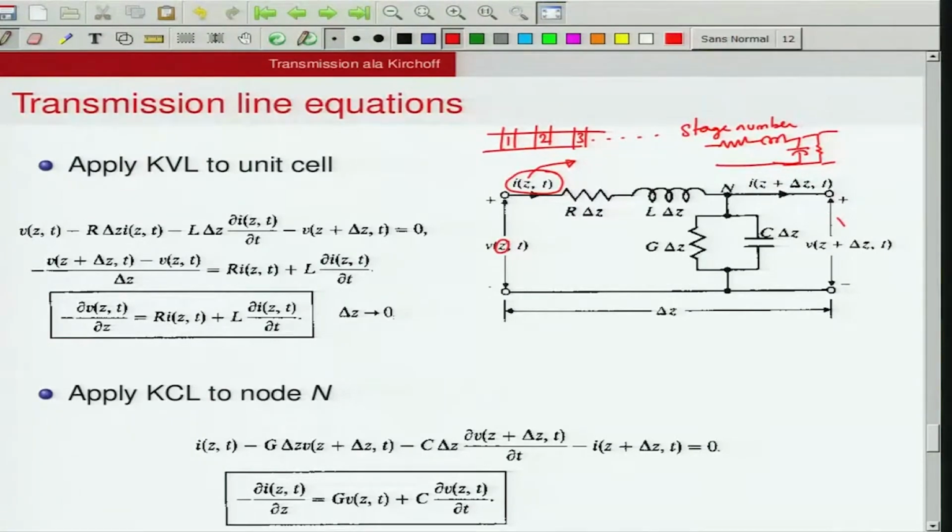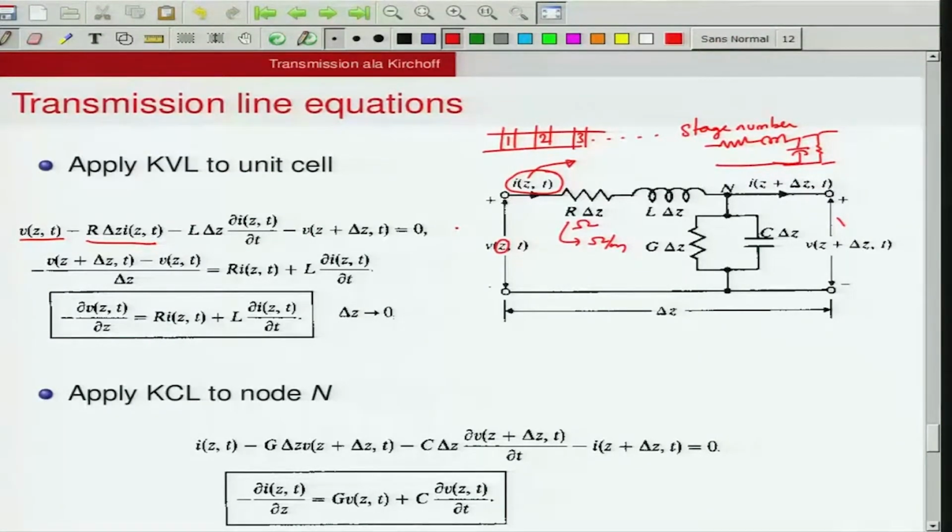Now you need to apply KVL around this loop, and you will see that this would be V of z,t, the voltage along this one, minus I into R, right. That is minus R delta z times I, because this R delta z is in ohms, but R itself is in ohms per meter. Then minus, what is the voltage across an inductor? L di by dt, right. So it is L delta z del I by del t, minus this voltage V of z plus delta z,t, equal to 0.